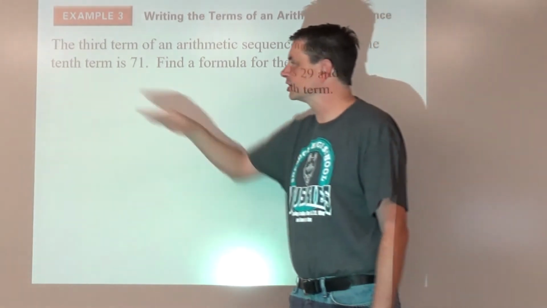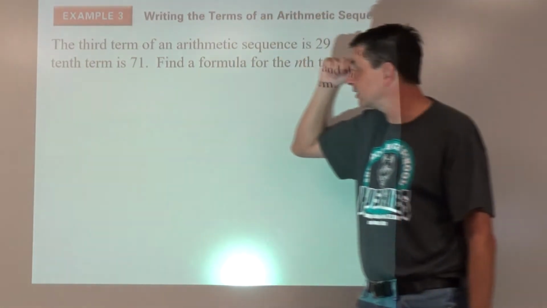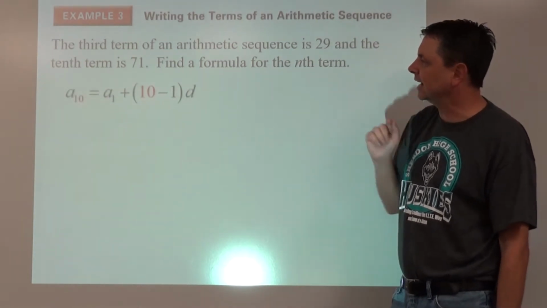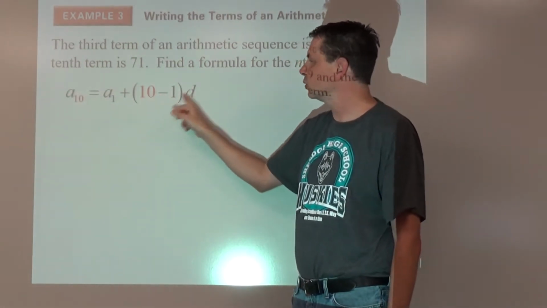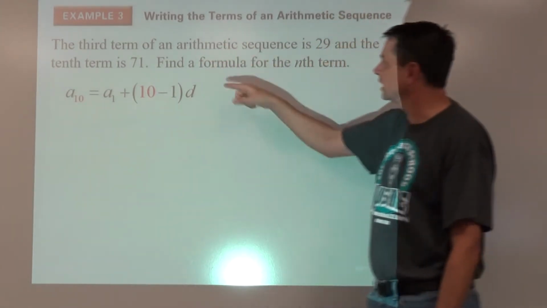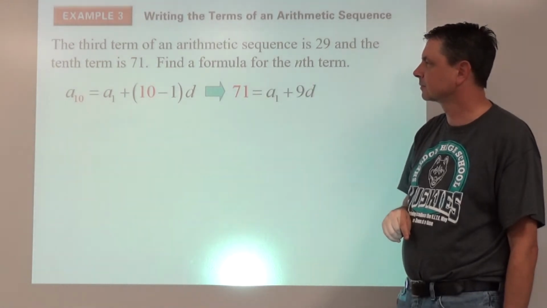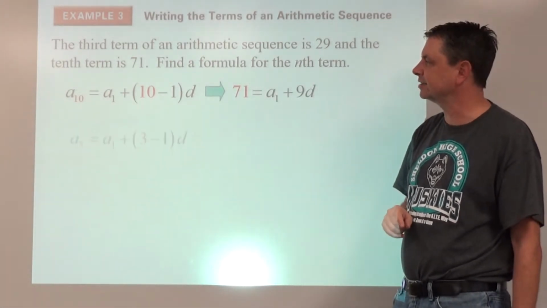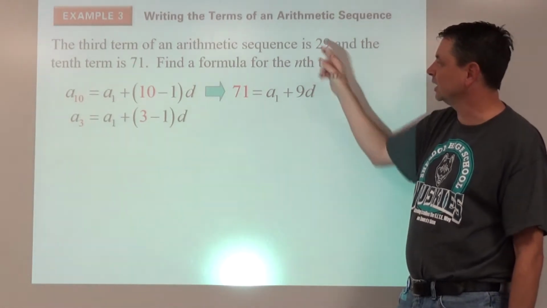I prefer to start with the one that's farther down the list. So I'm going to go with the 10th term first and say that a sub 10 is the first term plus 10 minus 1 times d, and then that's going to end up being 71. And then for our third term, a sub 3, that's going to end up being 29.